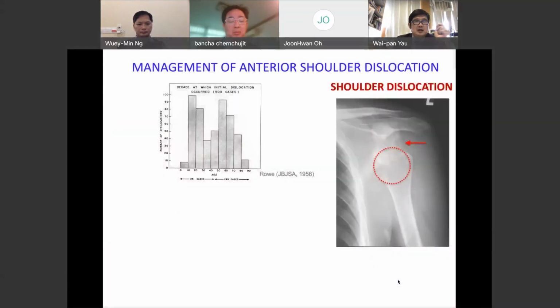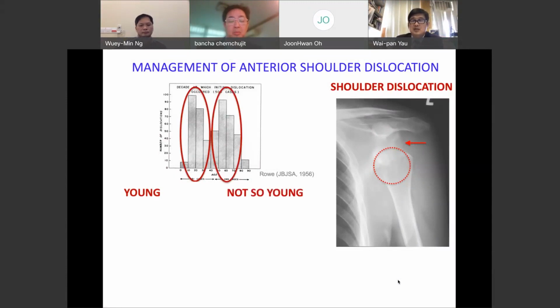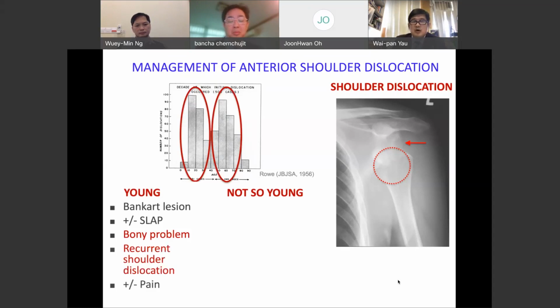So let's begin. For the management of anterior shoulder dislocation, we all understand there are two peaks in presentation at first-time dislocation. One is the young age group, 20 to 30 years old. One is the not so young, 60 to 70 years old. For the young age group, it's mainly a soft tissue problem, a bone cut plus or minus SLAP, which is mainly the labrum. Sometimes they can have significant bony issues, and the main problem is recurrent shoulder dislocation with some pain.